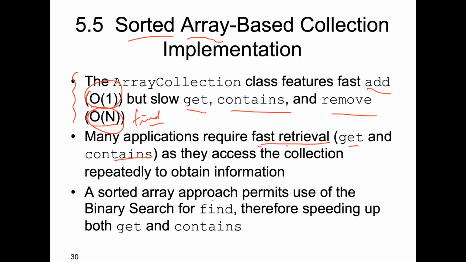In a sorted array approach, we can make use of what we call binary search. Binary search is a very efficient find algorithm that gives you O of log n time, therefore making your get, contains, as well as remove O of log n instead of O of n, which is a lot more expensive in time than O of log n. Let's go through some details in the next slides.